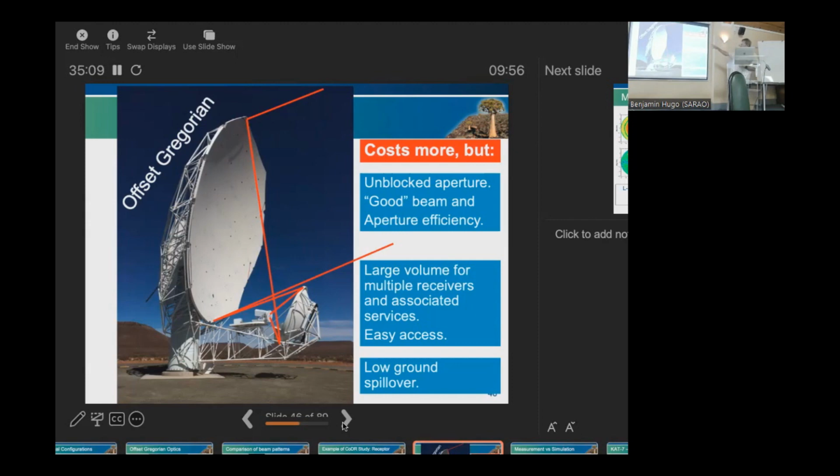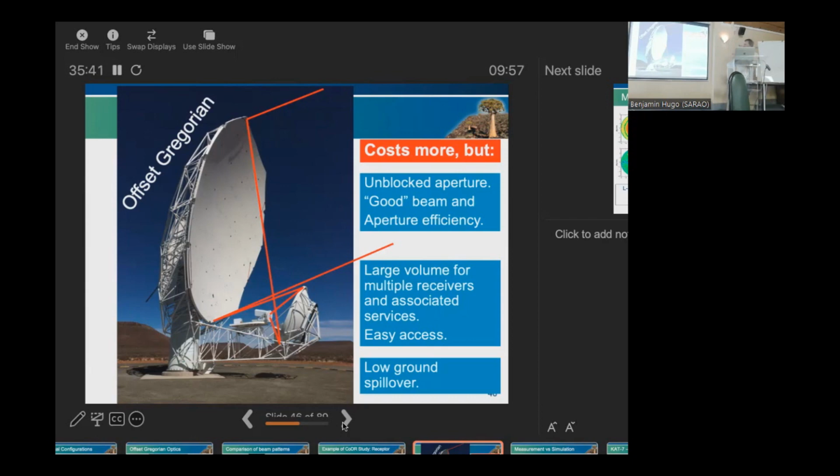So even though it was more costly, the unblocked aperture gave us a good beam, a very high aperture efficiency. That means our A over T was good. There was no spillover onto the ground. The ground radiates radio waves. You don't want those to get into your receiver. This optics ensures that. And then very practical things, like if you want to get to the receiver, there it is. You can just climb up onto the structure and get there. With the other designs, you need a cherry picker to get up there. And so in terms of life cycle costing, this was the obvious way to go, even though this looks terrible, and from a mechanical engineering point of view, a bit of a nightmare.